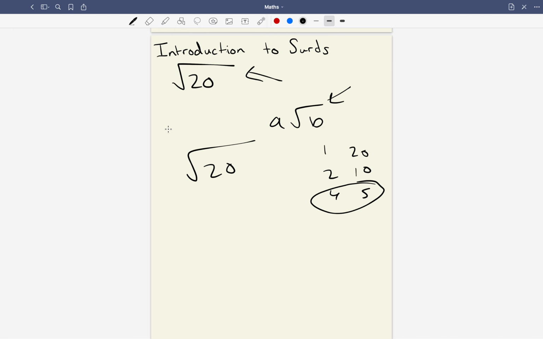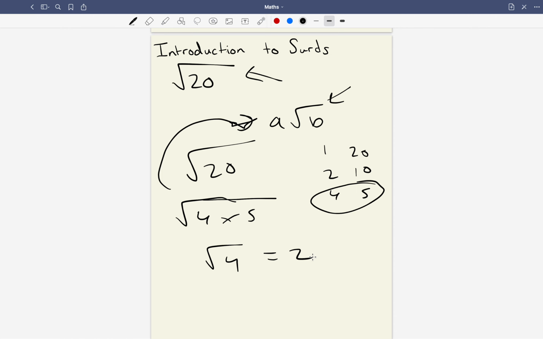So what we can do is we can rewrite this root 20 as root 4 times 5, because that means the same thing as root 20, right? 20 is just 4 times 5. Just remember that our ultimate goal is to get it into this form here, where we've got a root b, where a is an integer, b is an integer as well inside the surd. So this 4 here, well, we know what the square root of 4 is from earlier, don't we? We know that's just 2.